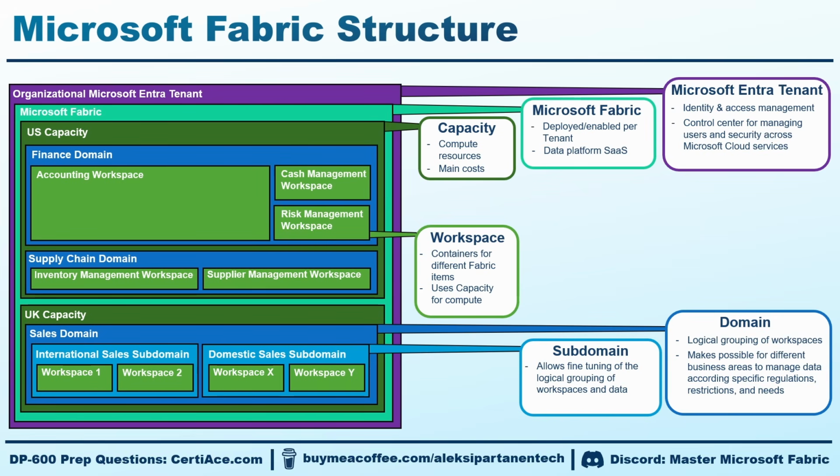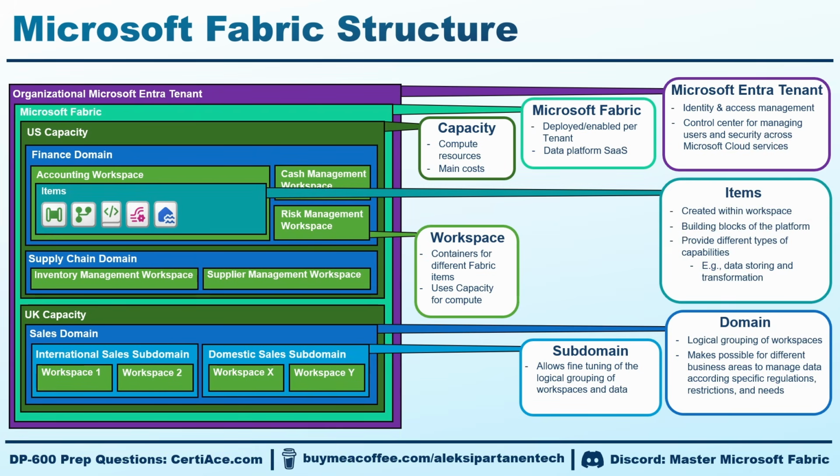And now we get to the juiciest part of the platform where the action happens. Inside every workspace, we can create Fabric items like data pipelines, data flows, notebooks, semantic models, and Power BI dashboards and reports. And also we can create data stores like lakehouses and warehouses. Every item in Fabric has to be created to some workspace, and these items are the building blocks of this platform, and they provide different types of capabilities like for storing the data or transforming it.